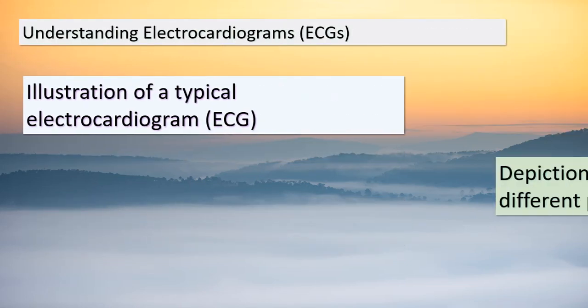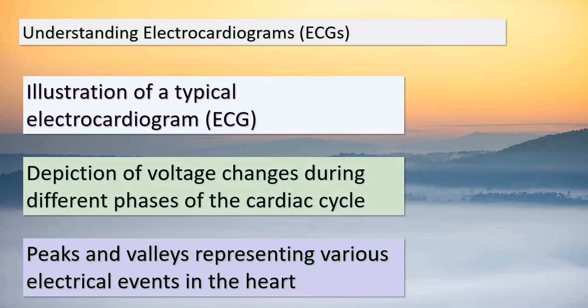Welcome back, students. Now that we have a general idea of how electrocardiography works, let's take a closer look at what an actual electrocardiogram, or ECG, looks like. Imagine a graph that shows the voltage changes during the different phases of the cardiac cycle. That's what an ECG is all about.